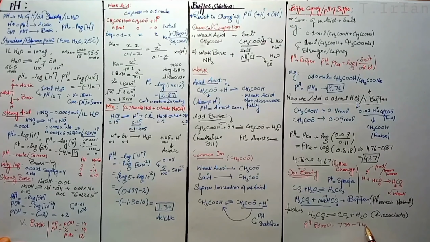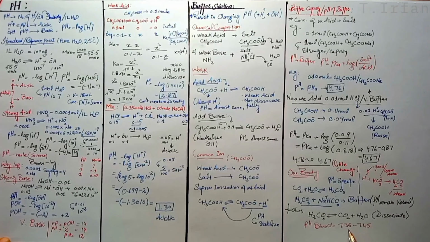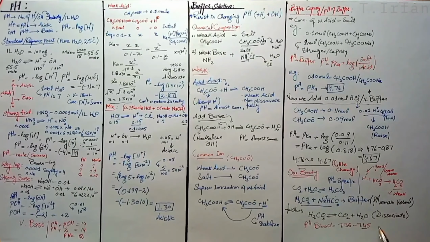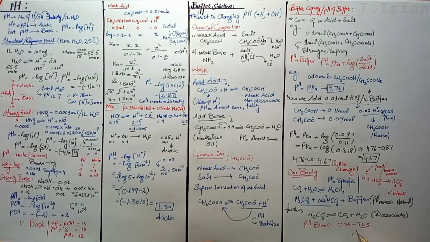The pH of our body remains a little bit basic, from 7.35 to 7.45, and a minor change can cause death. So we should be thankful to the buffer which stabilizes the pH of our body.